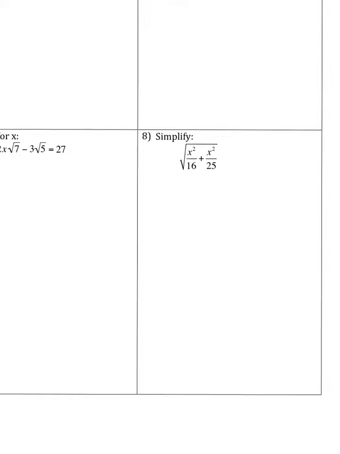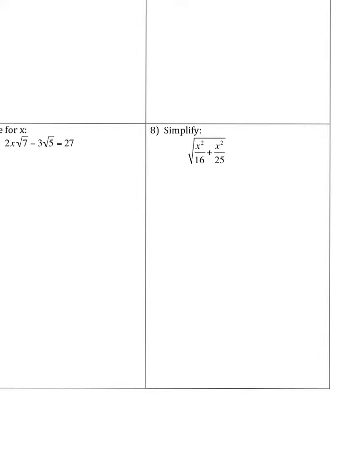Basically, if you want to take the square root of a sum, you can't take the square root of each individual part. You have to first add what's inside and then take the square root of that answer. To add what's inside, you need to get a common denominator. The common denominator is 400.